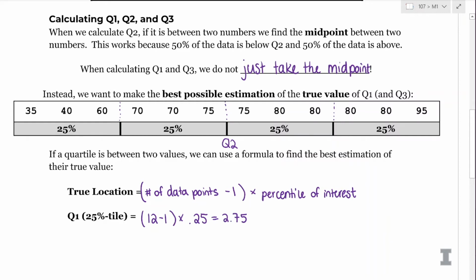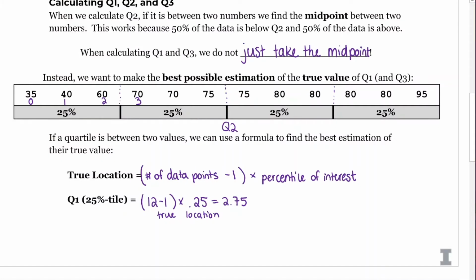So what this means is if we label the numbers as indices, starting from 0, we can go 0, 1, 2, 3. And I usually label that right underneath those numbers like you did. Let's go ahead and do that. And then 2.75 means the true location of the 25th percentile, when it's between two numbers, is basically index 2.75 on the list. So it's slightly closer to the third index number than the second index number.